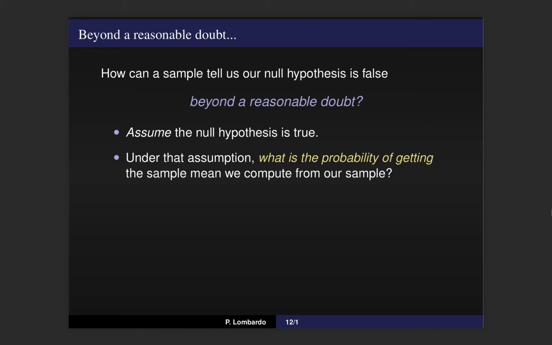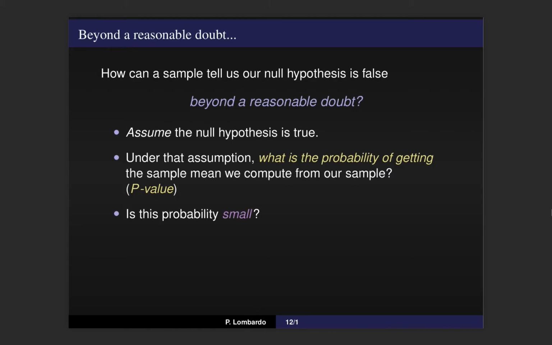In other words, if the null hypothesis is true, how likely is it that we get a sample mean like the one that we actually collected from the real world? In a sense, this probability, which we're going to call a p-value, tells us, is our sample supporting the null hypothesis?